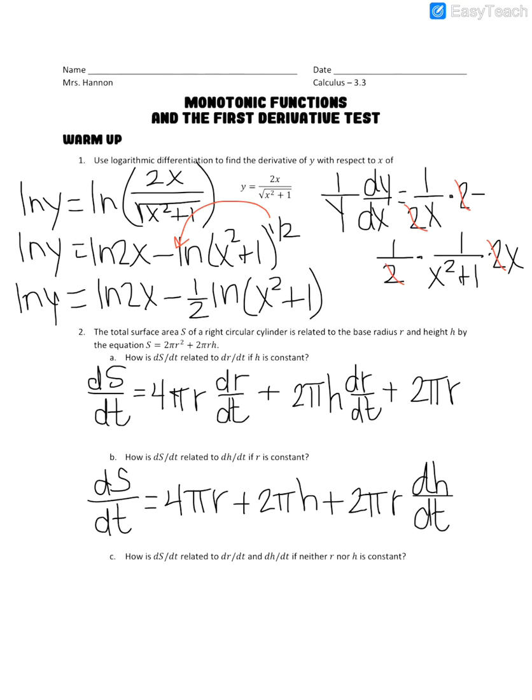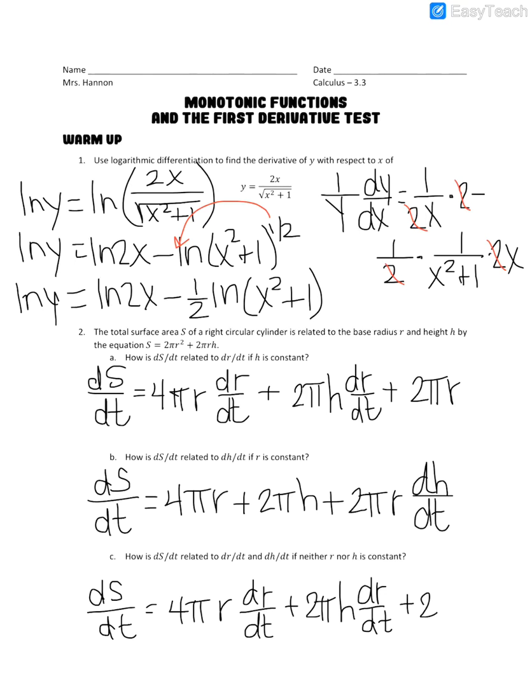Okay, and then the last one, how is ds dt related to dr dt and dh dt if neither r nor h is constant? Okay, so it's basically the same thing we already did, and we need all of the variables represented with their derivatives. So ds dt equals 4 pi r dr dt plus 2 pi h dr dt plus 2 pi r dh dt. All right, there we go.